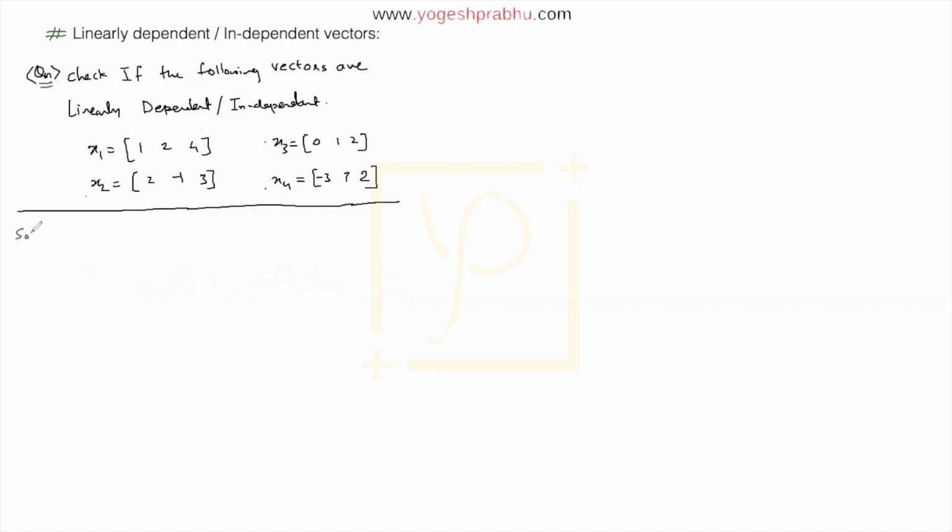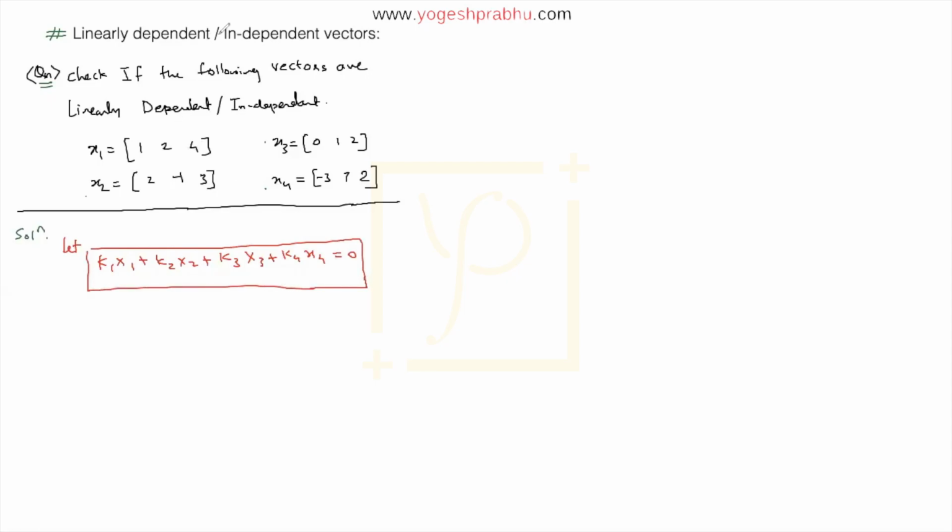So the solution will begin like this. Now understand, every time you want to figure this out, you have to begin your solution with a "let" statement. We will assume something like this. Let's say k1 x1 plus k2 x2 plus k3 x3 plus k4 x4 equal to 0. That is going to be the statement to begin the solution, and this will always be the case.